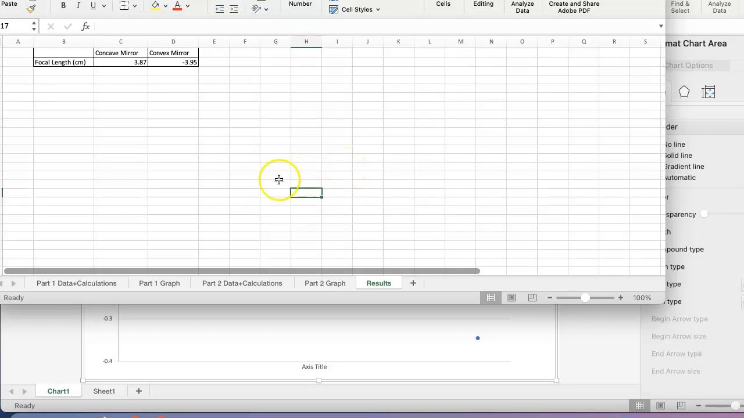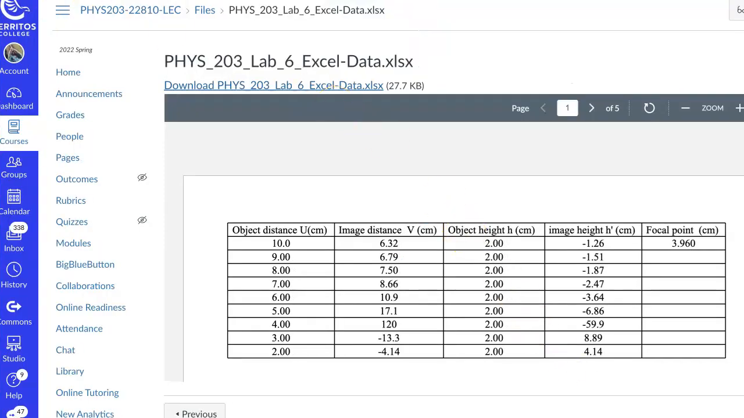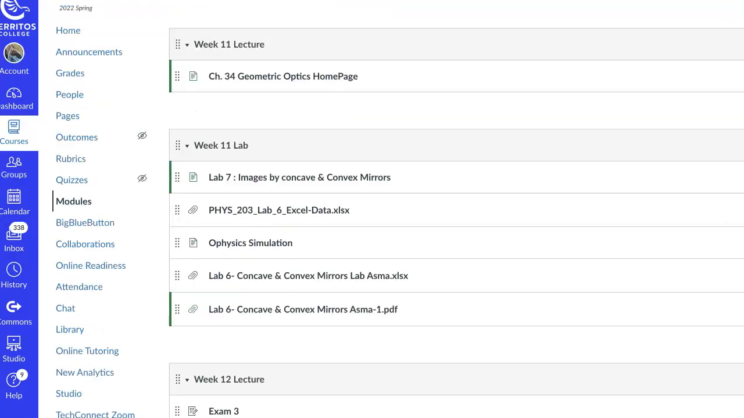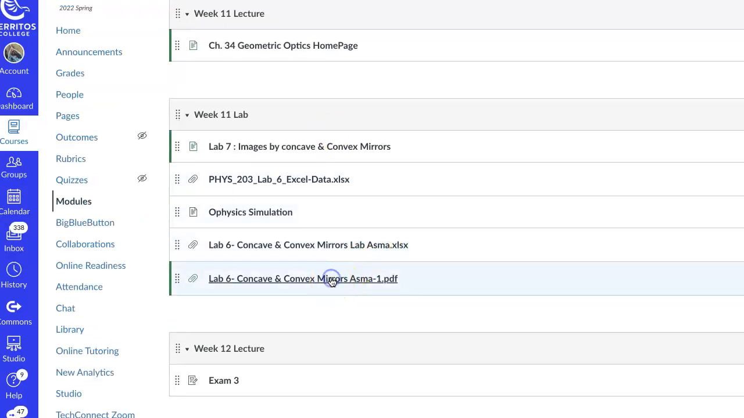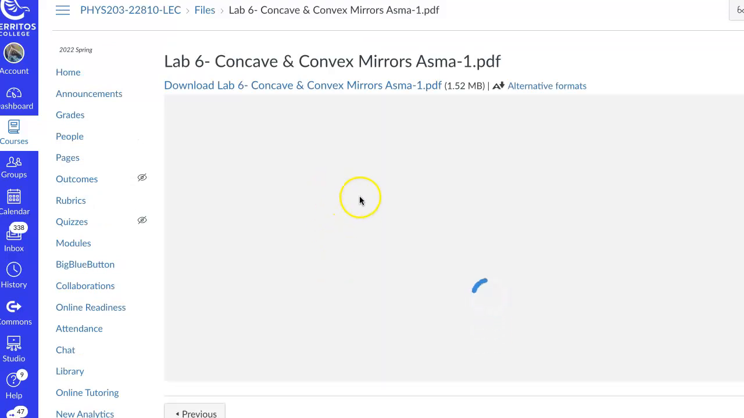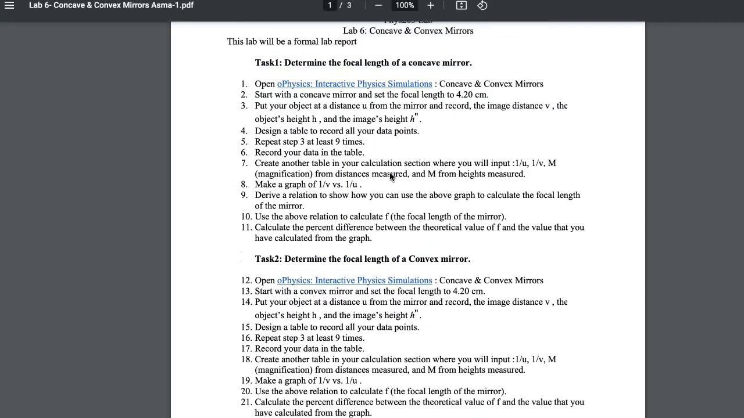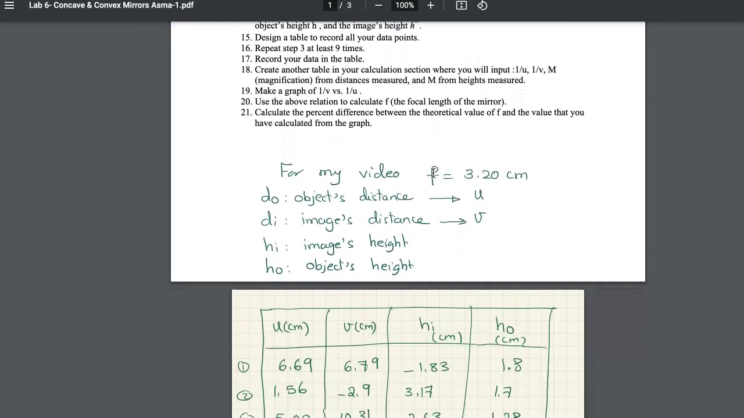What else? I want to also share with you another file just to show you. Then I will remove this. Now I will leave that and go to this one here. This is the instructions. Of course, task 1, our objective is going to be to determine the focal length, and your value is 4.2 for both.